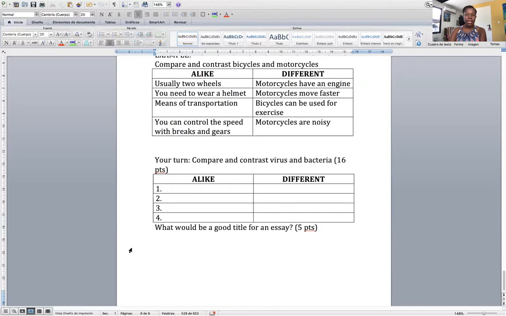So in this module, you are not going to be writing a paragraph. You are not going to be writing an essay. All you have to do is complete this chart with 4 ways in which viruses and bacteria are alike and 4 ways in which they're different. Follow the example that I gave you between motorcycles and bicycles. And give me a good title for that essay. We are not writing an essay, we're just completing this chart and giving a title for this essay. Simple as that. This activity is worth 21 points, and I know that all of you are going to do just wonderful.